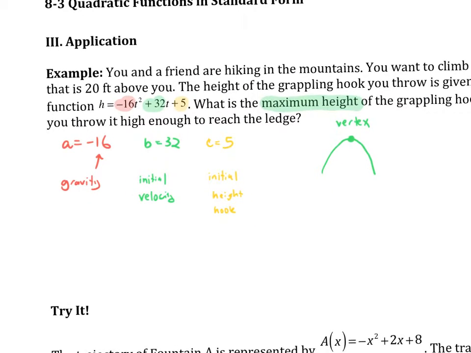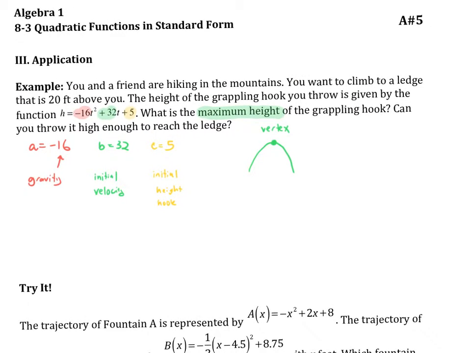All right, so all we need to do, because ultimately the question is asking me what's the vertex and will it be high enough? So I need to find the AOS first, axis of symmetry. So x equals negative b over 2a. So let me substitute these numbers in. So negative 16 goes on the bottom, and 32 goes on top.